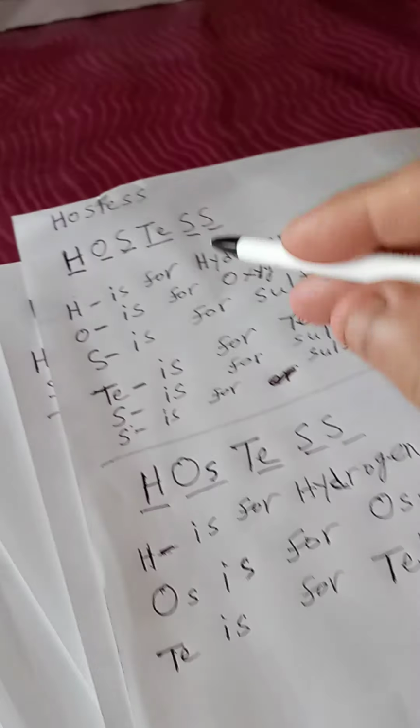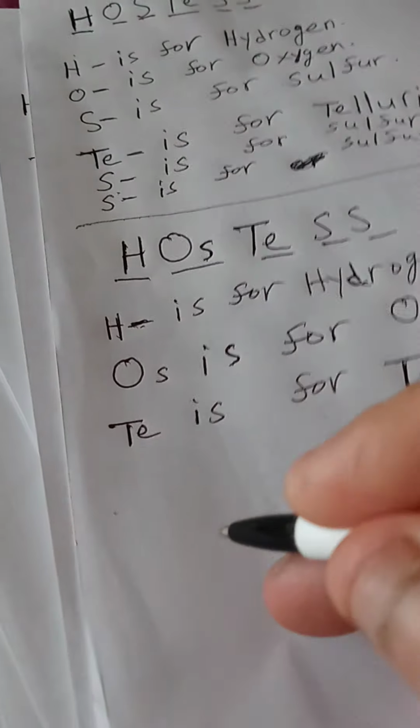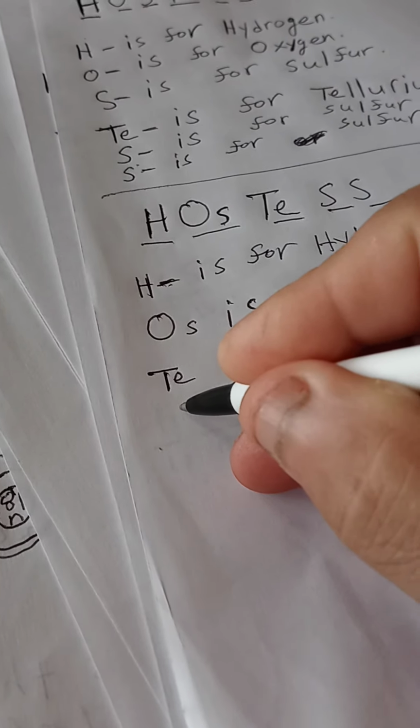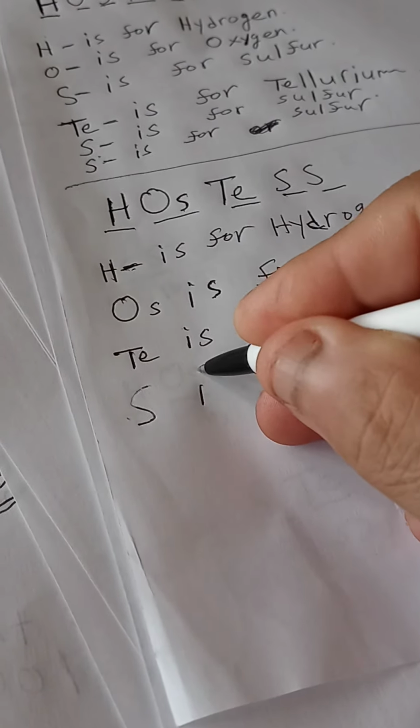T-E-L-L-U-R-I-U-M. But as you can notice, you also have two S's, like you used to have over here. The two S's stay the same in all cases. So let me write this again. So we got the T-E, we got the capital S is for sulfur.